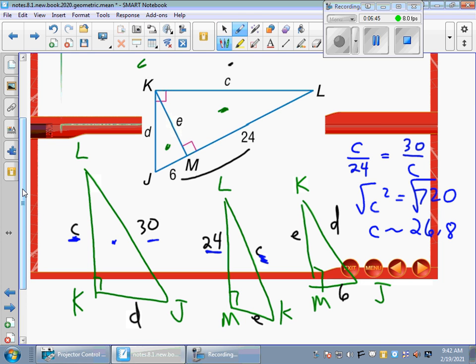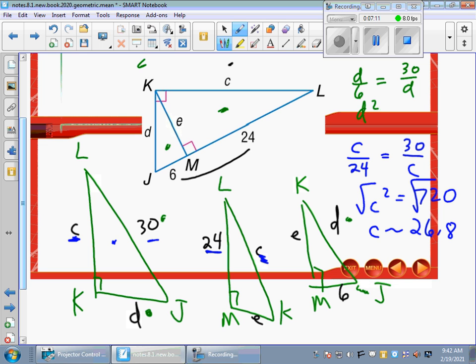Now let's say we want to solve for D. So let's find D. Here's D right here. So that means D is going to be associated with 6. Here's D here, and that's going to be associated with 30. But again, you have to remember what you start with. So if I go D over 6, then I'm going to have to go 30 over D. So then we cross multiply and solve.